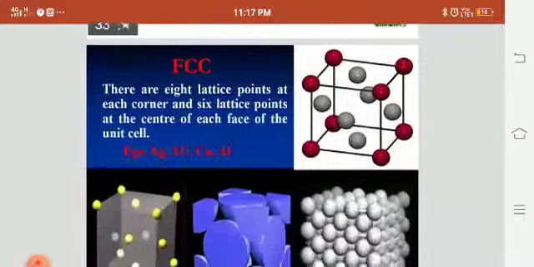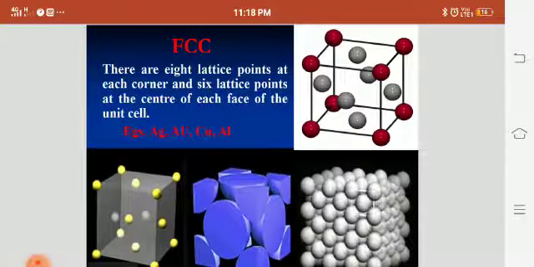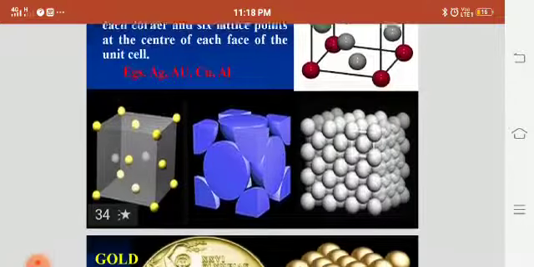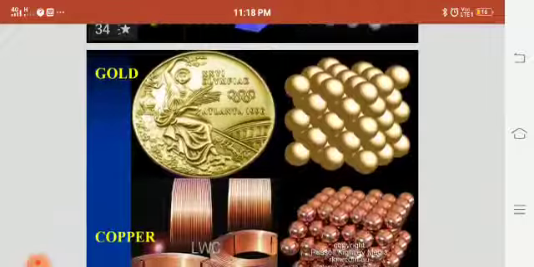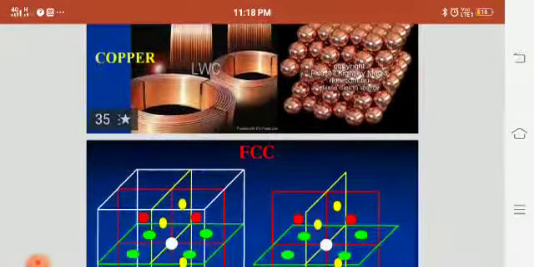Next we have FCC structure. In this there are 8 lattice points at the corners and 6 lattice points at the center of each face in the unit cell. For example, copper, nickel, aluminum are examples of FCC structure. Here we can see the lattice point diagrams of FCC structures. Gold and copper are examples of FCC structure.